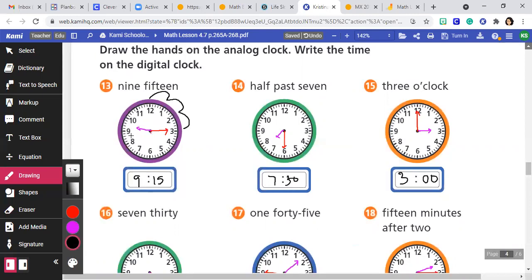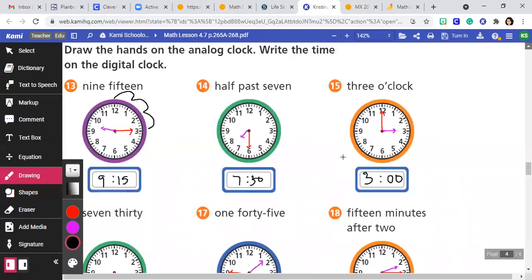And because I knew it was past 9 o'clock, but not quite 10 o'clock, I put my hour hand kind of pointing towards the middle there. And you'll notice that for this 14, I did the same thing. It was past 7 o'clock, but not quite 8 o'clock, so I pointed it towards the middle there. And we knew half past is all the way down here to show half of our circle, half of our analog clock, so it's 7:30.